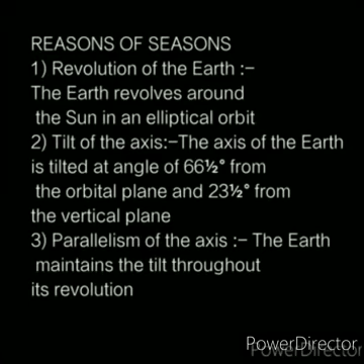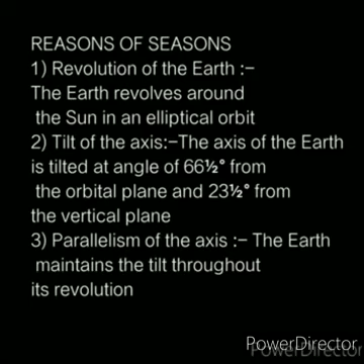In an elliptical orbit that the Earth revolves around the Sun, it is known as revolution. The axis of the Earth is tilted or inclined at an angle of 66.5 degree from the orbital plane and 23.5 degree from the vertical plane. This is the tilt of axis or the inclination of the axis of Earth.